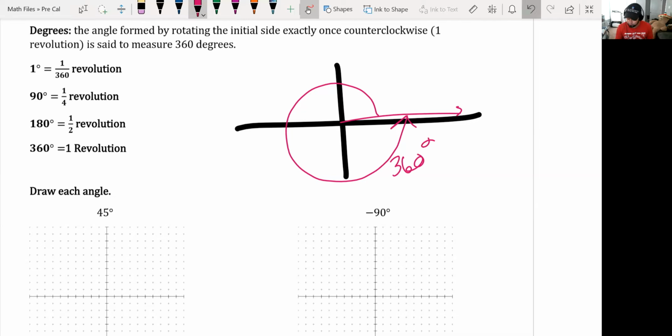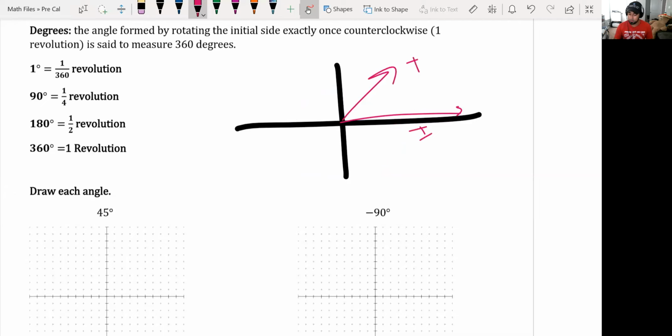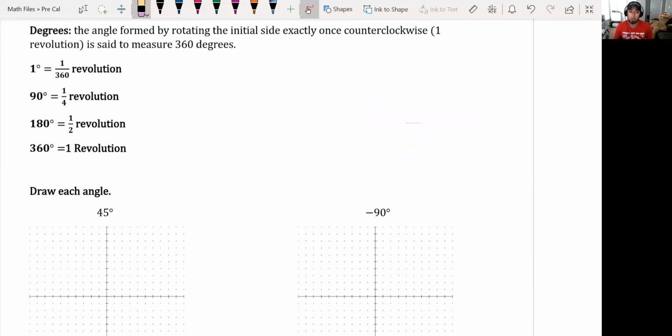And that could go for any angle, right? Let's say we had the initial side there, terminal side here, and then we rotate this angle 360 degrees, and we land back on the terminal side. So we went 360 degrees, and we still end back up on the terminal side. So that is one revolution. So 1 degree would be 1/360th of a revolution. 90 degrees is a quarter revolution. 180 degrees is half a revolution, and 360 degrees is one revolution.